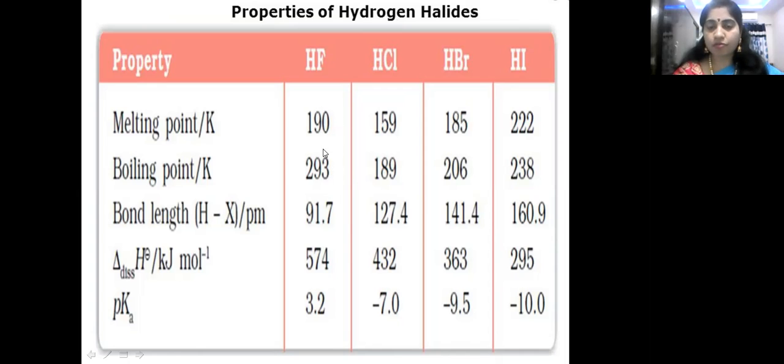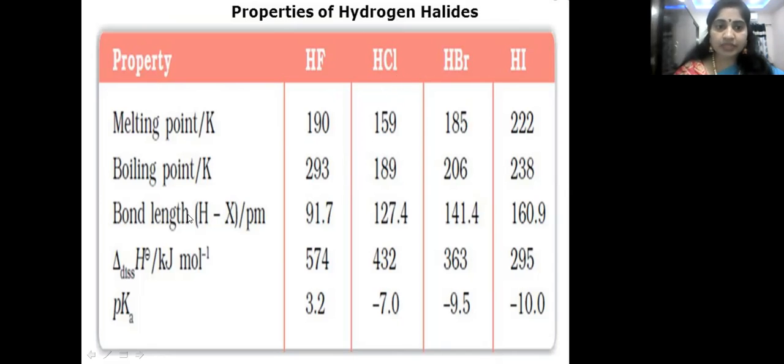Why it is having more? Because there is an intermolecular hydrogen bond between the molecules of HF, right? Because fluorine is more electronegative, because of that melting and boiling points of HF is more when compared with HCl. Actually HF should consist of less when compared with HCl because molecular mass of HF is less. But here why it is having more? Because of the hydrogen bonds between the molecules of HF. So fluorine is more electronegative, because of that melting and boiling points are more when compared with remaining HCl.